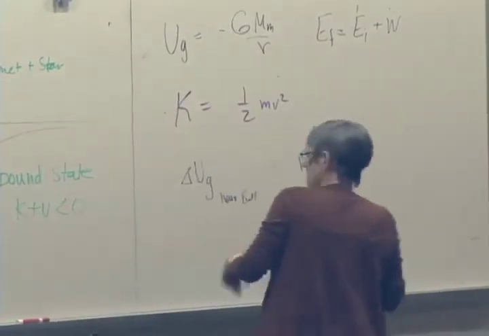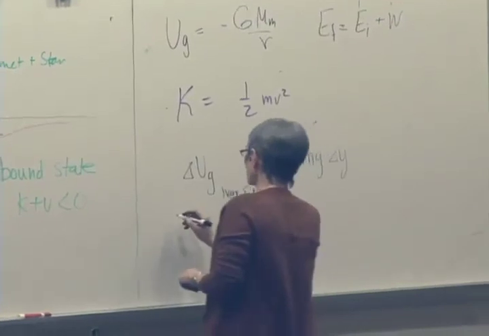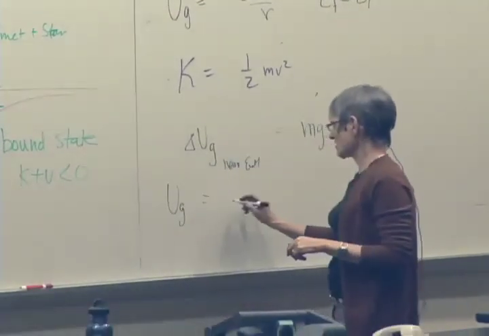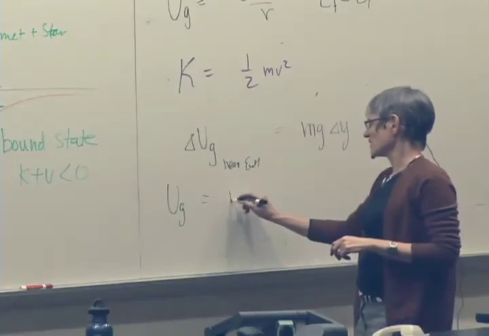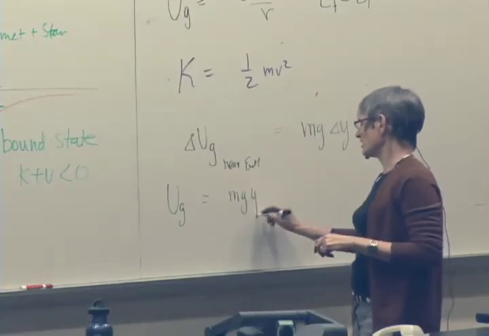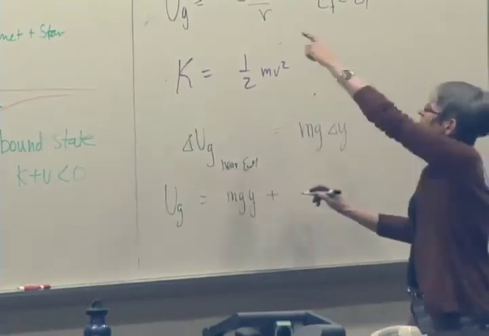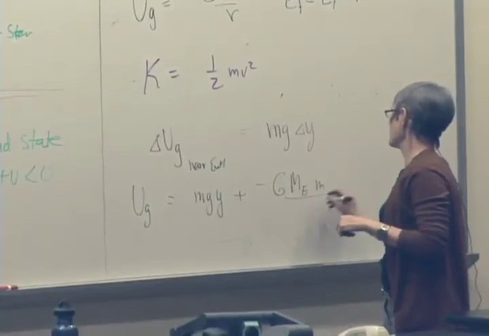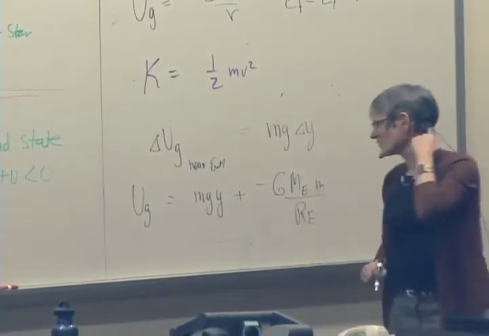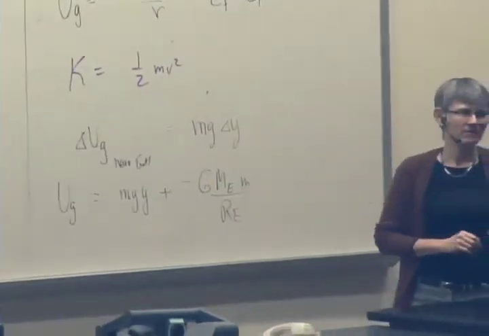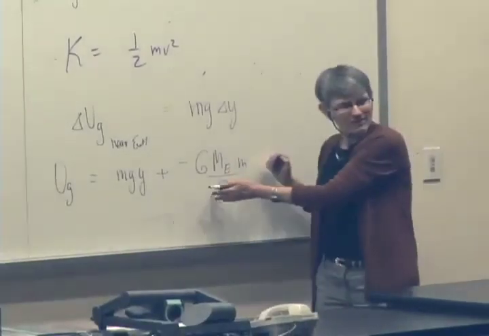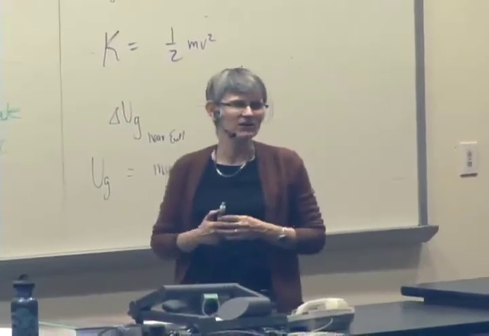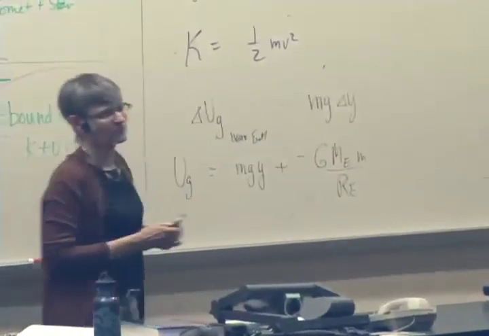So really, the gravitational energy of an object near the Earth is actually equal to mgy plus some large negative constant, G times the mass of the Earth times the mass of the object over the radius of the Earth. But in order to avoid just writing this large negative constant all the time, we often just leave it out. But it's really what it actually is.